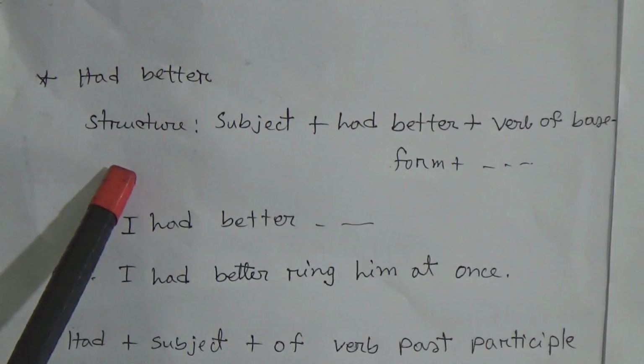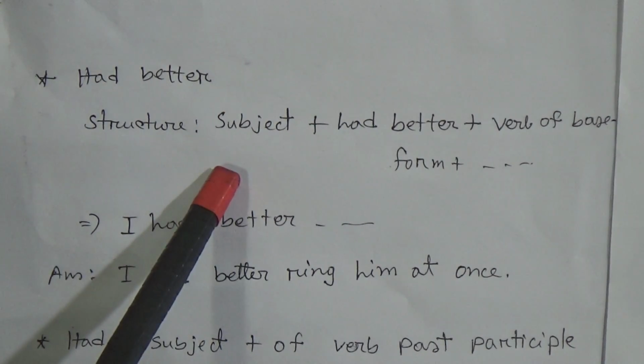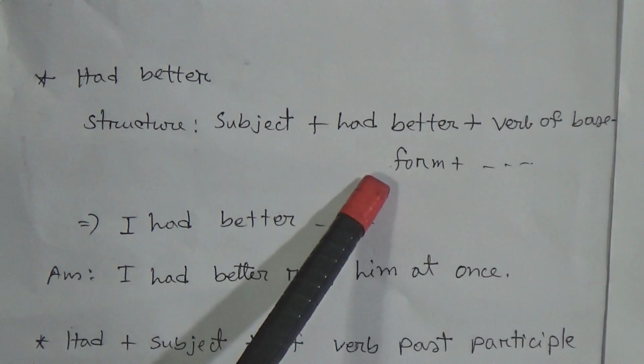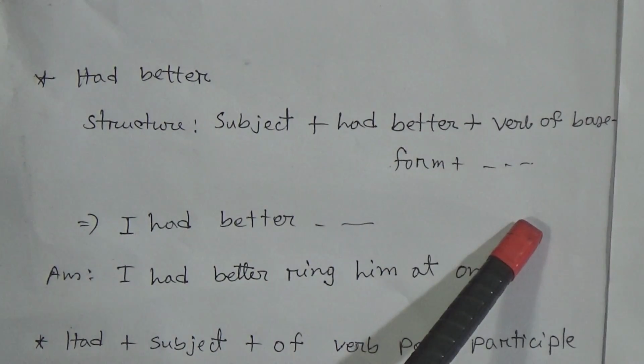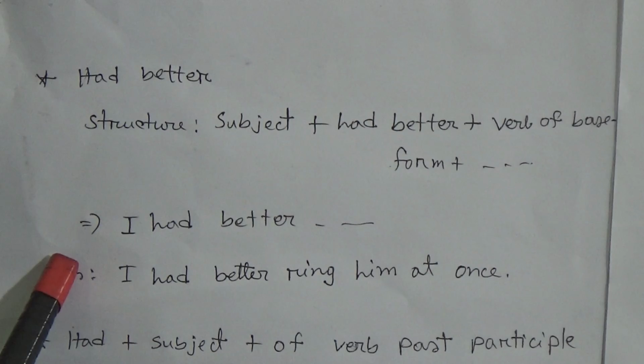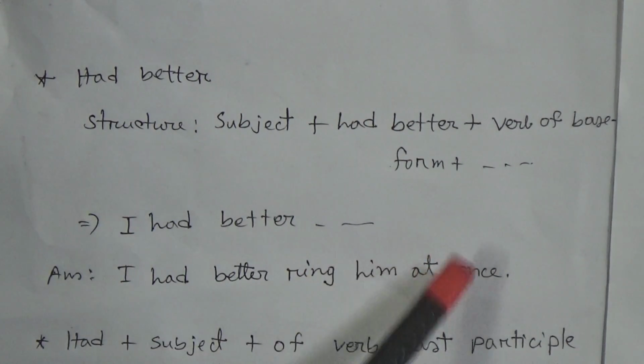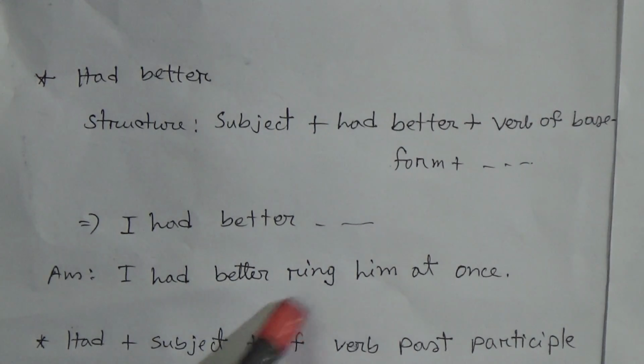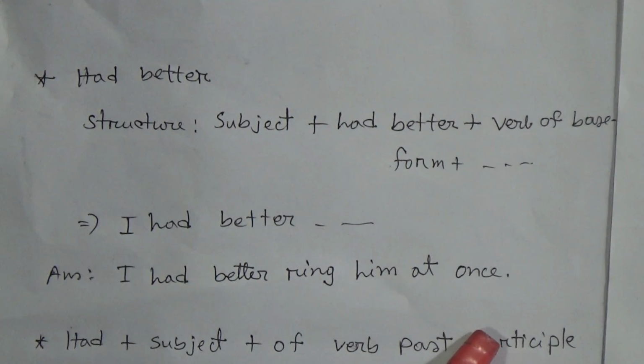Now I am going to say the structure. Subject plus had better plus verb of base form plus... Now I am going to say an example. I had better... Its answer will be what? You can write it this way: I had better bring him at once.